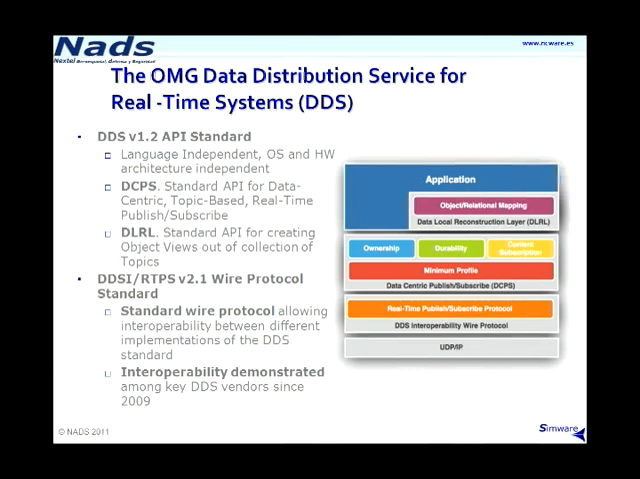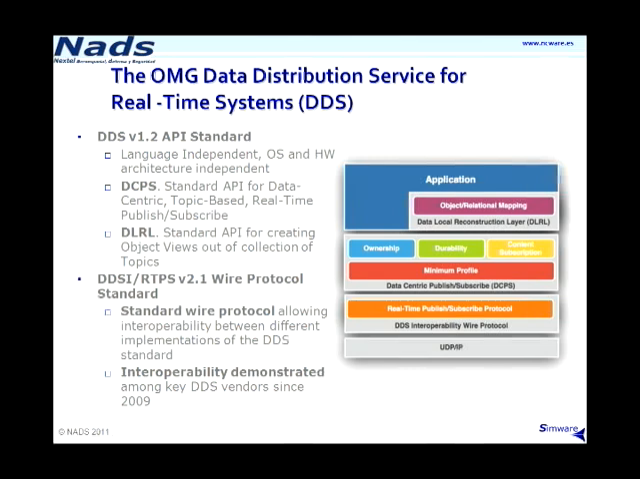More formally now, DDS is part of a group of standards from the OMG, Object Management Group. The first official version is from 2003 and the current version is 1.2 from 2007. It now has 8 years of history.